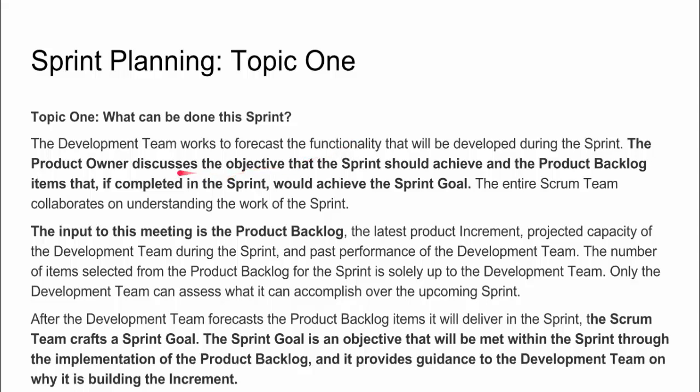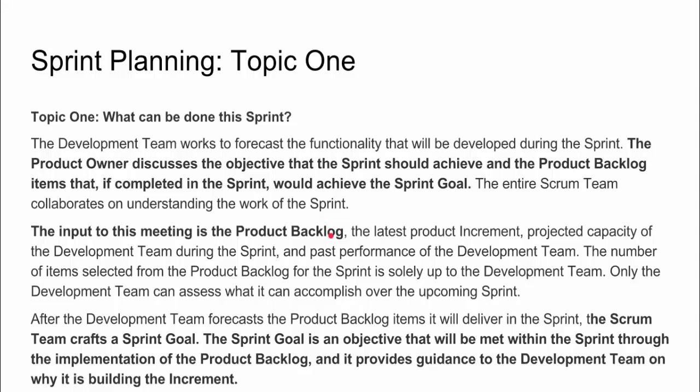The product owner, that's you, you're responsible for discussing the objective of the sprint and which PBIs will lead to meeting that objective if they're completed correctly. Okay? So that's what you need to be prepared to do going into sprint planning, and that's the goal of all of the refinement work that you're doing. And we discussed refinement in the last module. The entire team is working together to understand the work of the sprint.